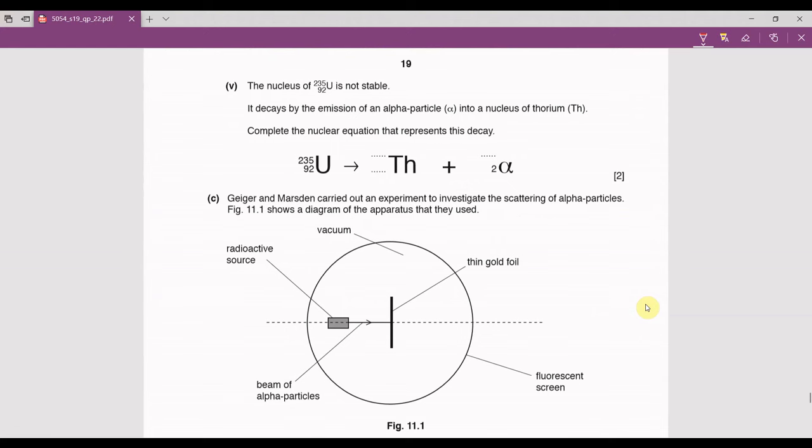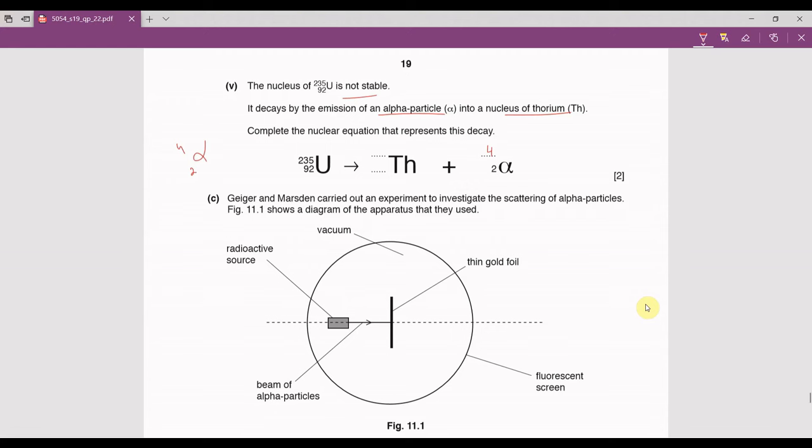So the nucleus of uranium-235 is not stable. Obviously then it will go through radioactive decay, and here it's an alpha particle and a thorium nucleus which is being formed. So they're saying complete the nuclear equation below. I will start with alpha, because the symbol of the alpha particle is this. It is a helium nucleus which has 2 protons and 2 neutrons, so its mass number is going to be 4. Now all that is left to do is just balance the equation, or you can simply remember that during alpha decay the mass number decreases by 4 and the proton number decreases by 2.